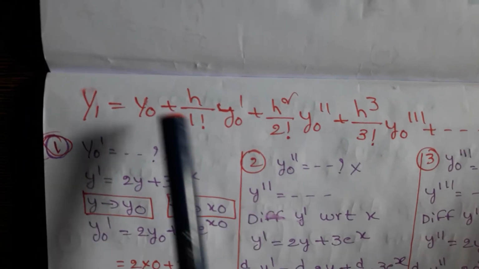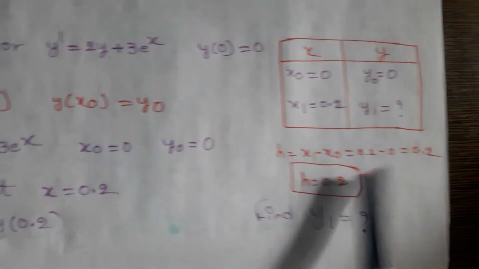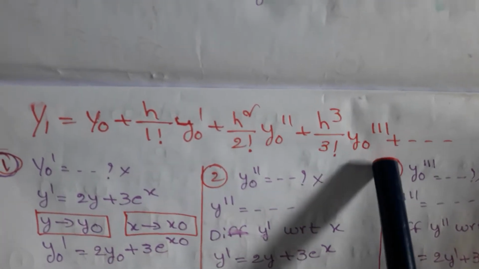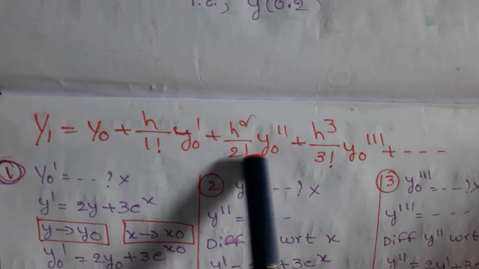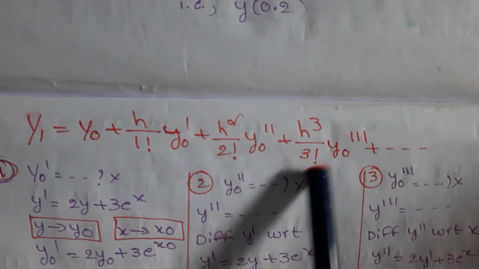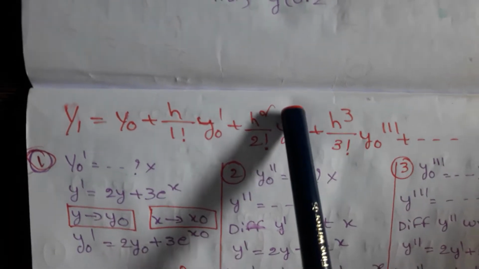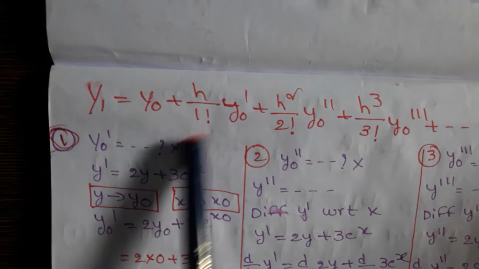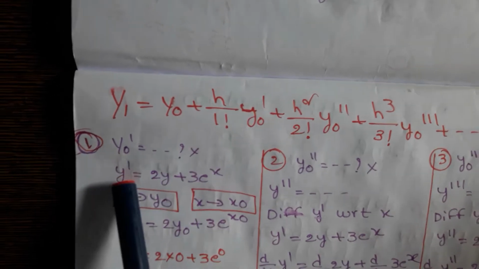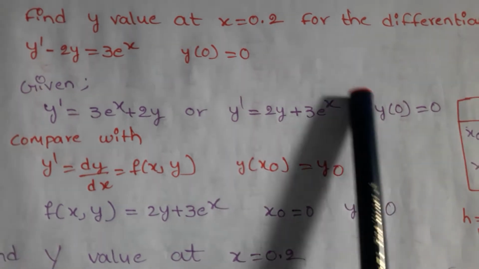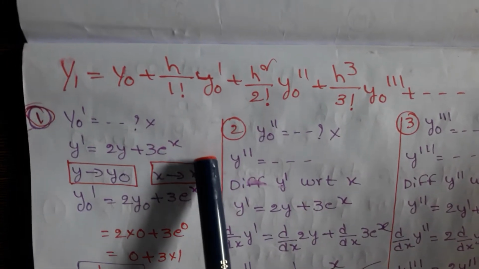Here we know the y0 value and h value. y0 is 0, h is 0.2. But we don't know y0 dash, y0 double dash, y0 triple dash. And 1 factorial we know, 2 factorial is 1 into 2, 3 factorial is 1 into 2 into 3. We know this, but we don't know y0 dash, y0 double dash, y0 triple dash. To find y0 dash, take y dash. In the question they have given y dash as 2y plus 3 e power x. So write here 2y plus 3 into e power x.